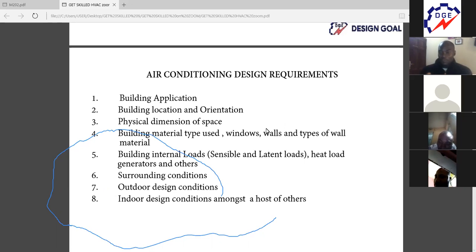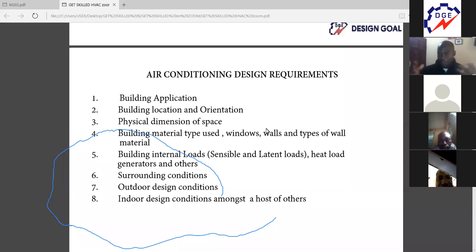If the orientation of that building, of that unit of space, is facing the westward side of the coordinate, or is facing the north-south side of the coordinate, your design conditions will have to be different, because those are some of the things you need to consider for you to understand fully what kind of load generators you have about your system and your place.